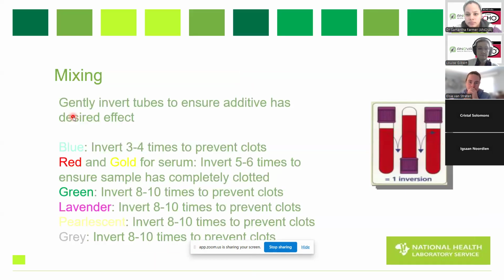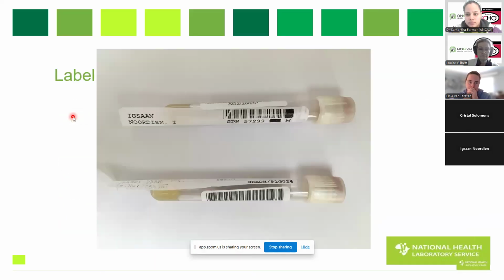And one shake is an up and a down. So make sure that you mix the samples properly. Then labeling. Far too often we get samples that are not labeled or mismatched samples.